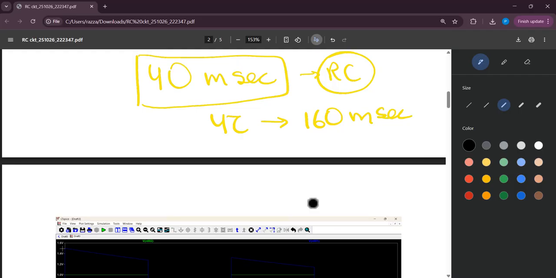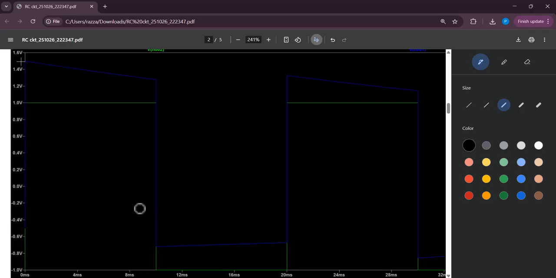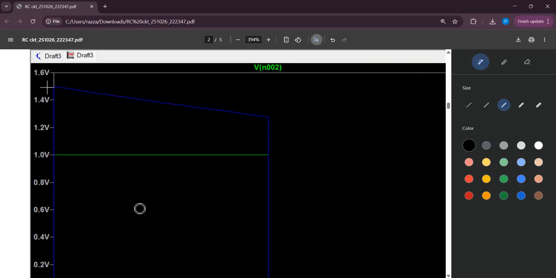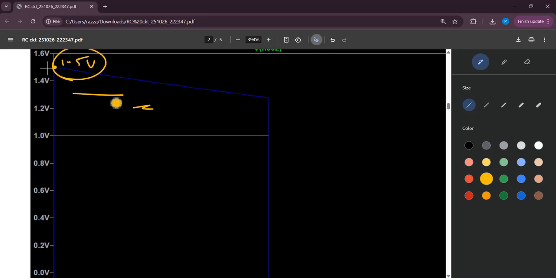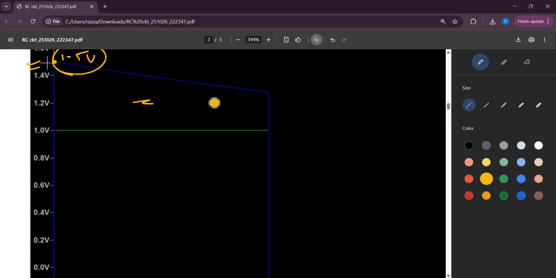Now, if we see the results, I will zoom in. Okay, so at t equal to 0 second, we can see this is 1.5 volt. So the simulation is verifying our results. As time is increasing, the output voltage is decreasing, and the output voltage reaches some value.